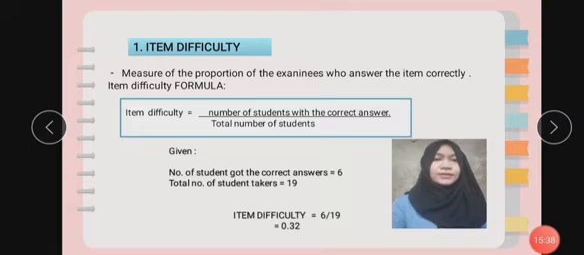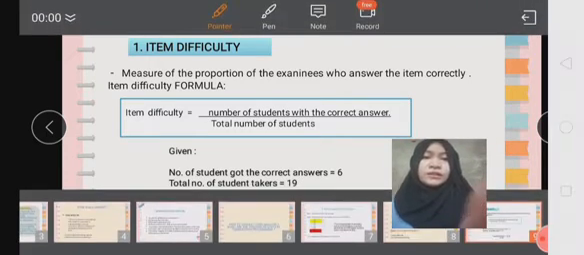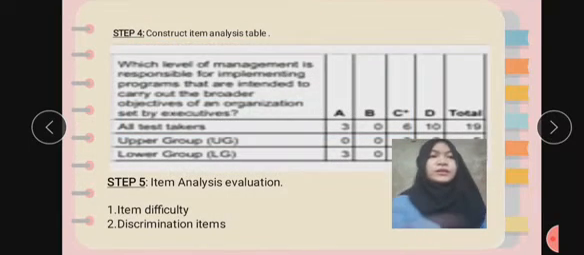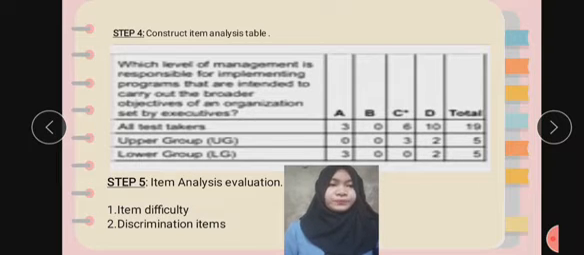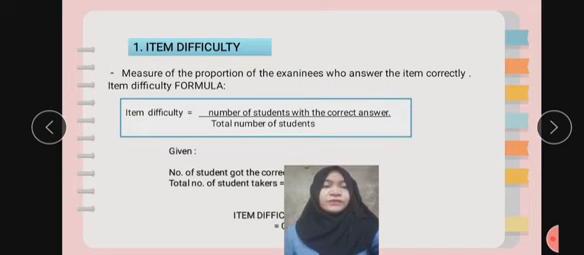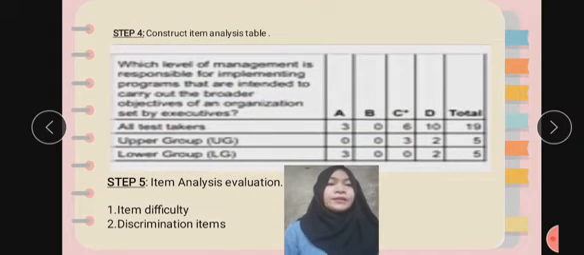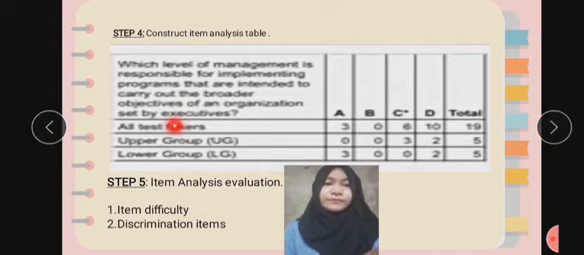Okay, so in this given, what I get example is yung kanina dito. Ito. Okay, so as we can see, let's go first with the formula. Our formula is the number of the students with the correct answer. So, tingnan natin dito yung number of students na nakakuha ng correct answer. So, as we can see, there are all of the takers, and then, nakakuha ay 6.